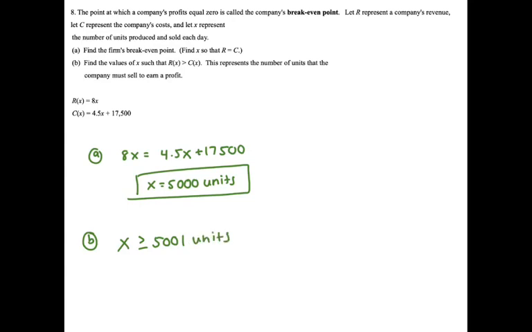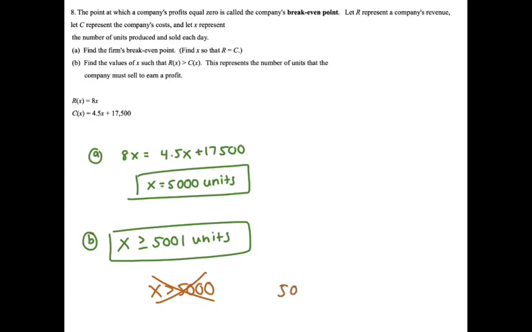Okay, the reason I'm going to write it this way and not this way, let me do this in a different color, is because this implies that you could have 5,000.5 to satisfy where our revenue is greater than our cost. But we're selling units of something, and we're not going to sell a half a phone or a half of anything. So we're going to represent that final solution as X is greater than or equal to 5,001 units.